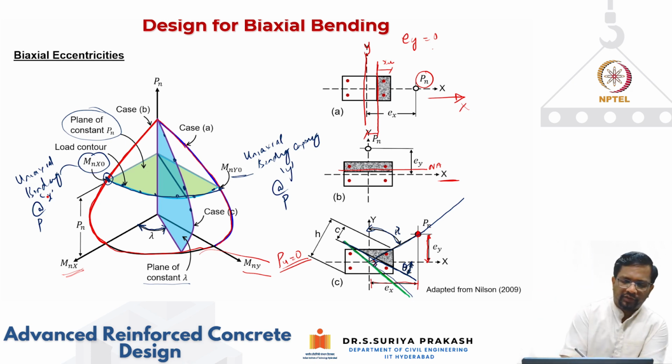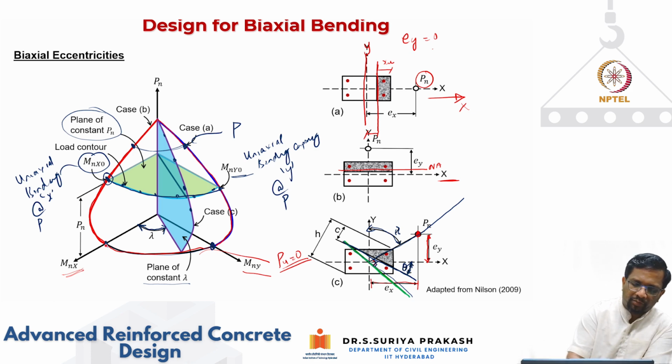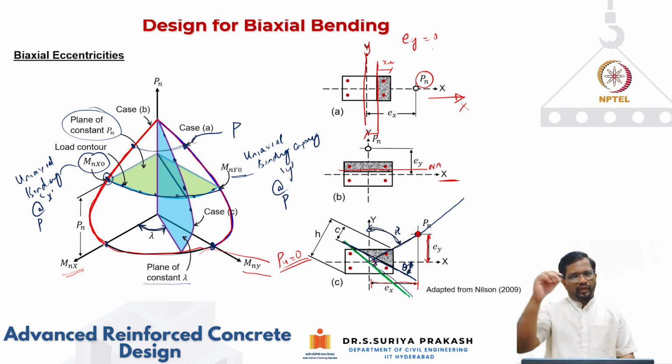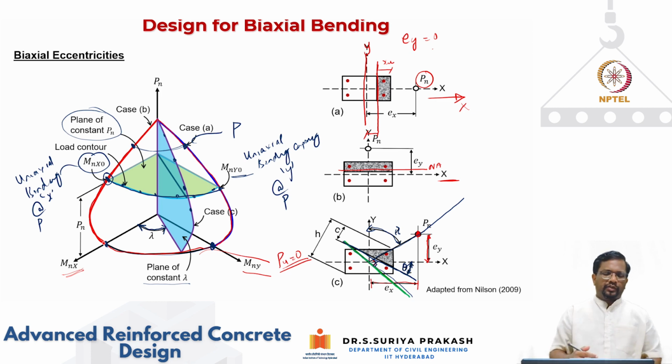If I change my P, for example, if I take this point, this would be your uniaxial bending moment capacity about x and y for this P. But now the P value is increased. Similarly, if I take this point, at P equal to 0, this is your uniaxial bending moment capacity for both cases. So that we can find out. It's a special case which we can find out.